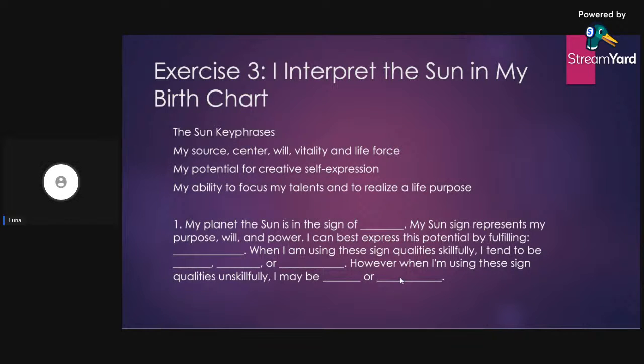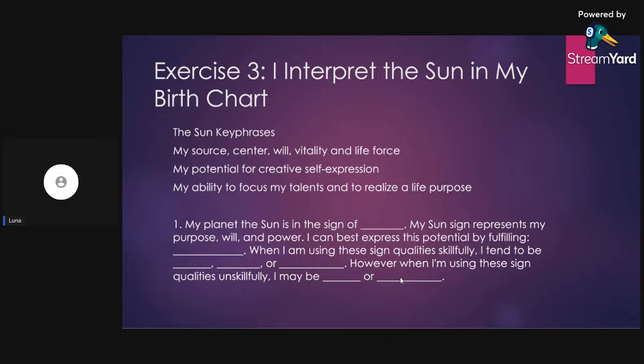So for exercise 3, I interpret the sun in my birth chart. The sun key phrases are my source, center, vitality, and life force, my potential for creative self-expression, my ability to focus my talents and to realize a life purpose.